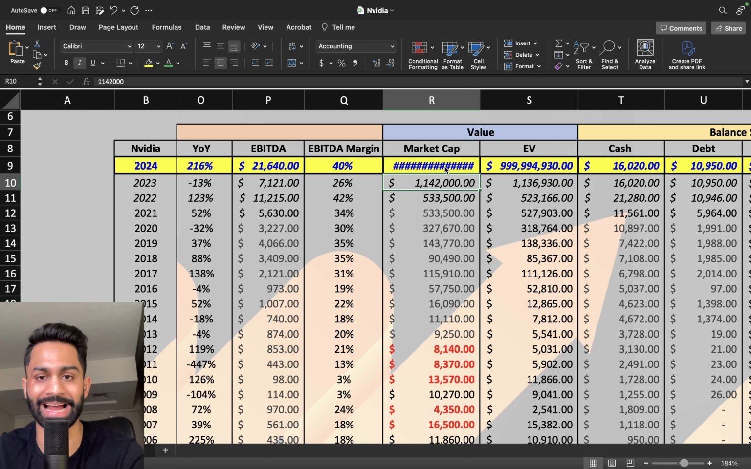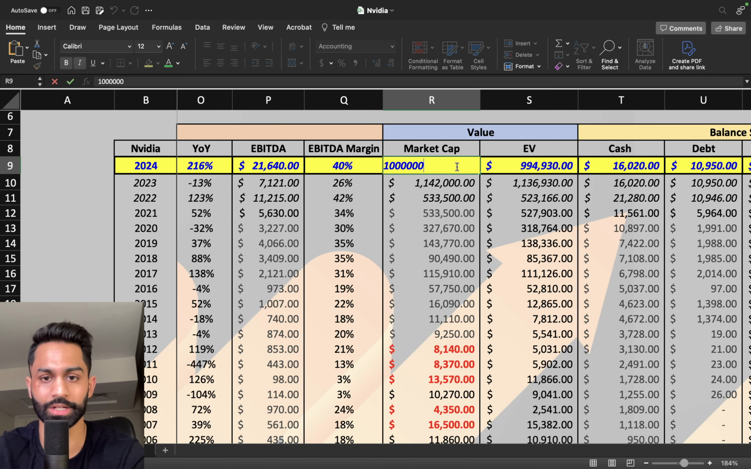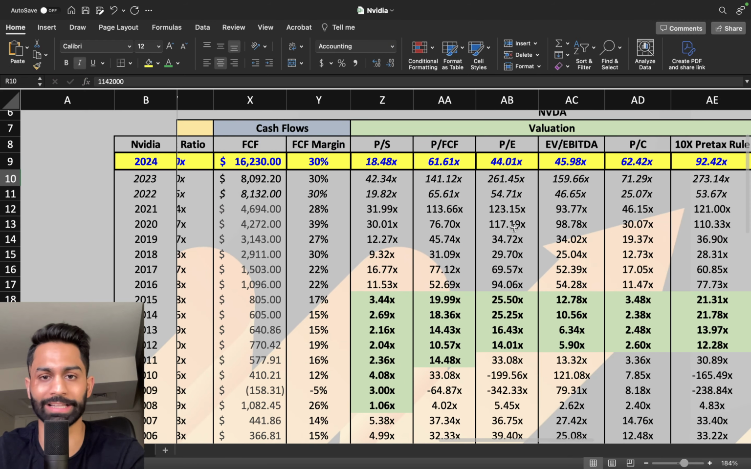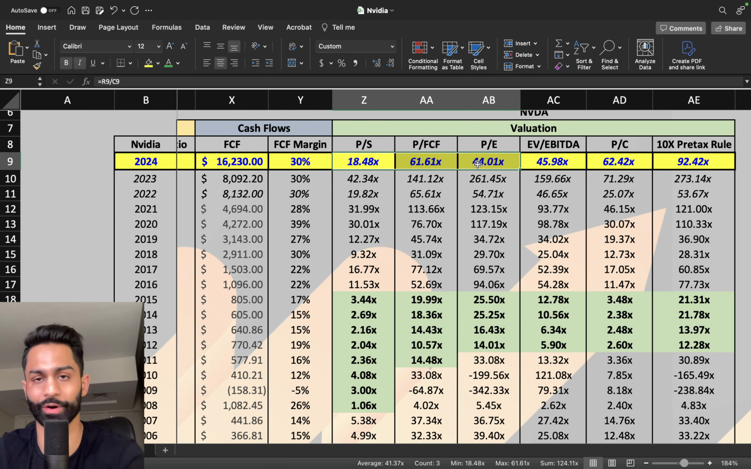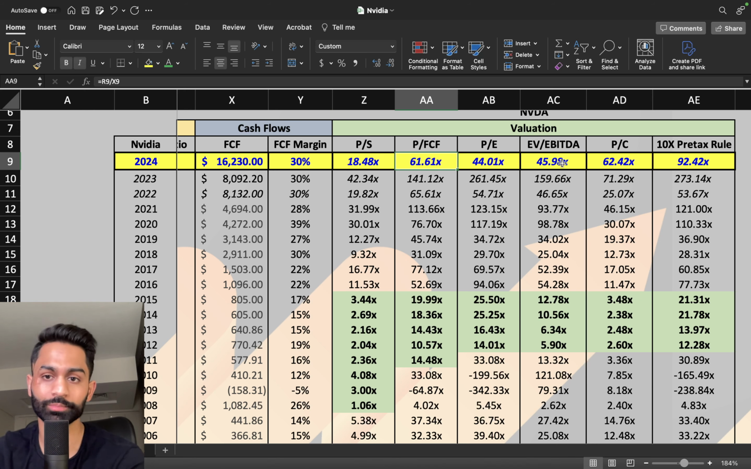We are looking at the company to be right now valued at around 18.5 times sales, 44 times earnings, which again is not terrible for a super high growth company, 61 times free cash flow, and enterprise value to EBITDA trading at 46.